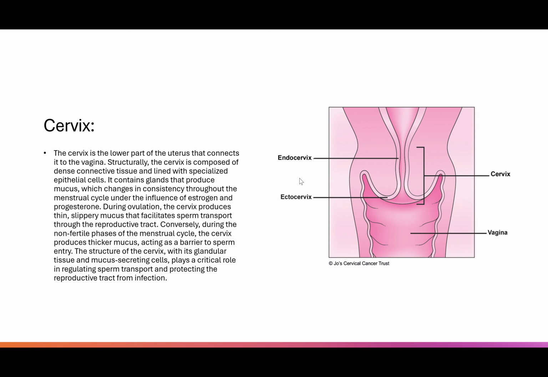The structure of the cervix, with its glandular tissue and mucus-secreting cells, plays a crucial role in regulating sperm transport and protecting the reproductive tract from infection. So it's really important in that way.